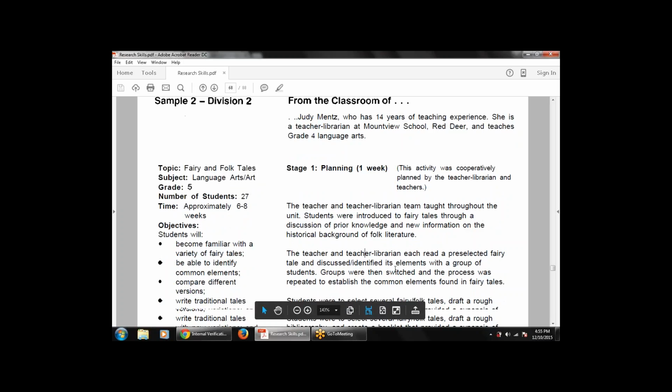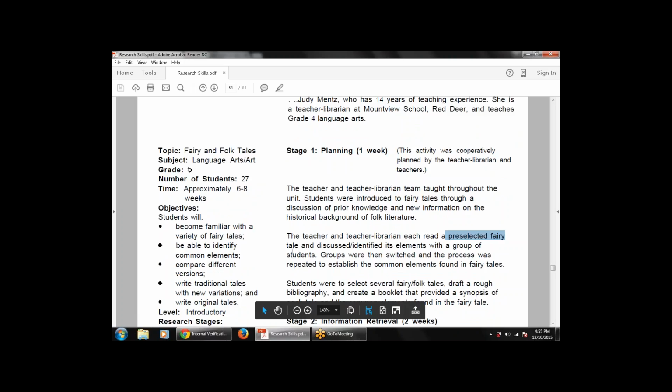Then the teacher and the teacher librarian each read a pre-selected fairy tale and discuss and identify its elements with a group of students. Then the groups were switched, and the process was repeated to establish the common elements found in the fairy tale.